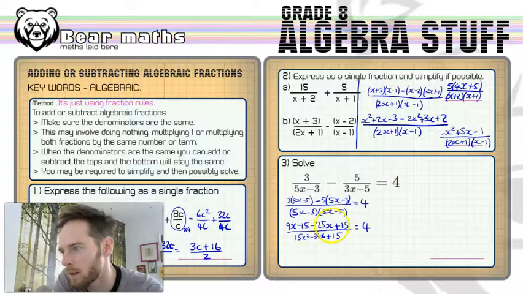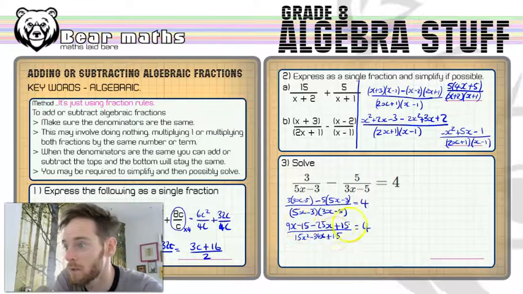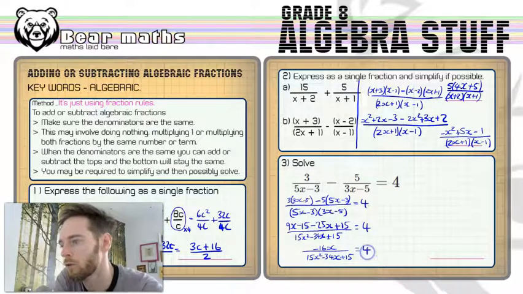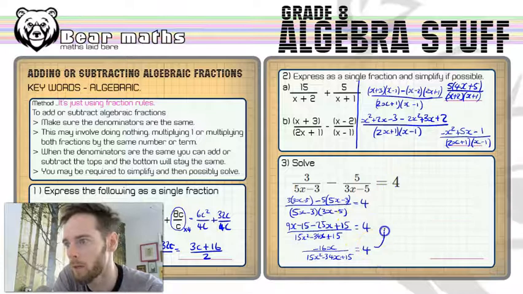Now I'm going to collect together everything on the top here. 9x minus 25x is minus 16x, and minus 15 plus 15 cancels out. So we've got minus 16x is the only thing that's left on the top. And all of that is over 15x squared minus 34x plus 15, all equals 4 still. So all I've done is just collect together stuff on the top there. I'm going to go up here with my workings, and you'll see where I'm going now.